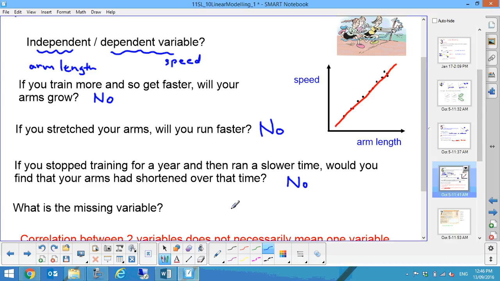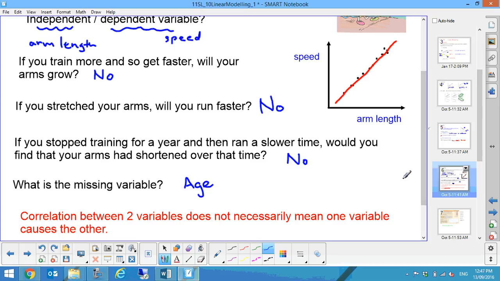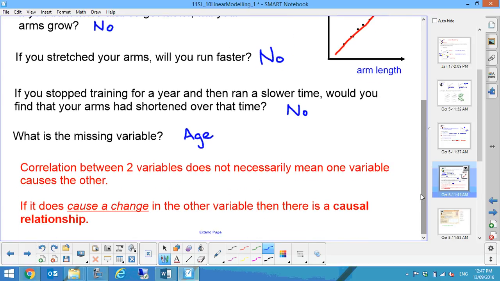What's the variable that comes into it? You probably guessed. It's probably something like age. Training comes into it, but it's certainly not your arm length. So as you get older, your arms get longer, and it just happens that therefore your speed improves. So the correlation between two variables does not necessarily mean that one variable causes the other. If it does cause a change in the other variable, then there is a causal relationship. So if arm length did cause it, then we say that's a causal relationship.